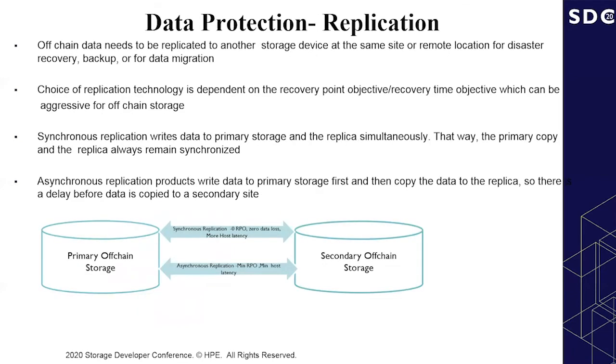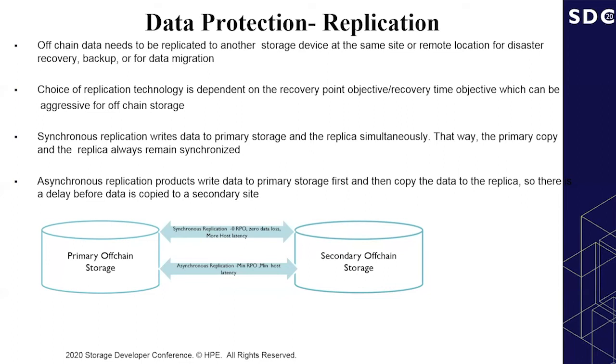Now, moving on to the next aspect, which is replication. Coming to continuous data synchronization or replication: off-chain data must be replicated to a different storage system at the same site or a remote location for different reasons. It could be for disaster recovery, backup, or a data transfer.